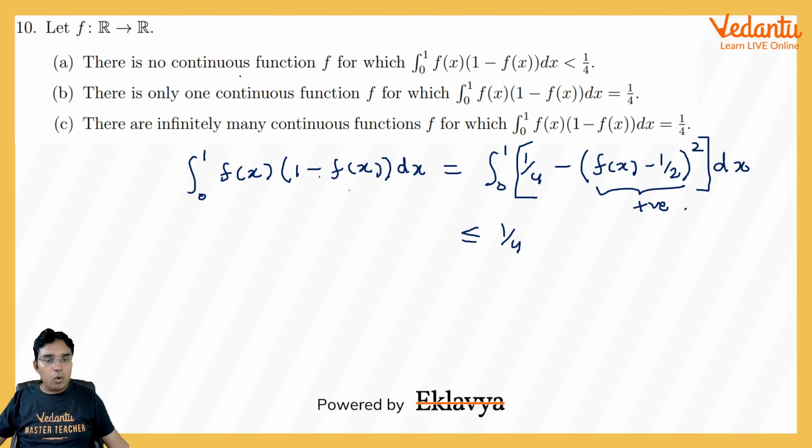So saying that it will be less than 1 by 4, I think that is very much true. So saying that no continuous function f, I think I can take many continuous functions for which this will be less than 1 by 4. So this option seems to be false.